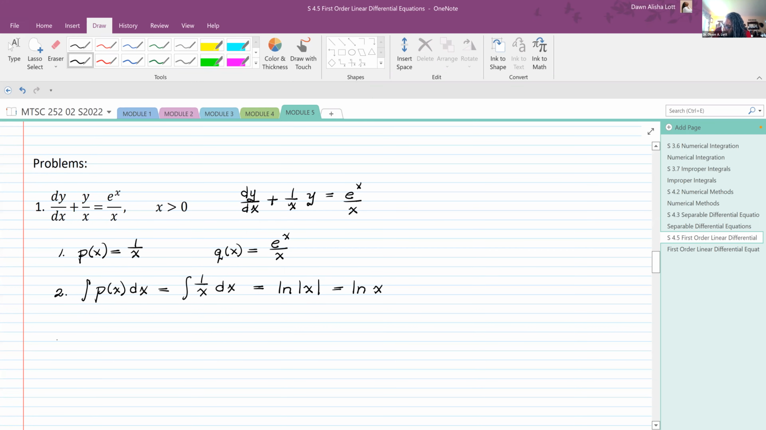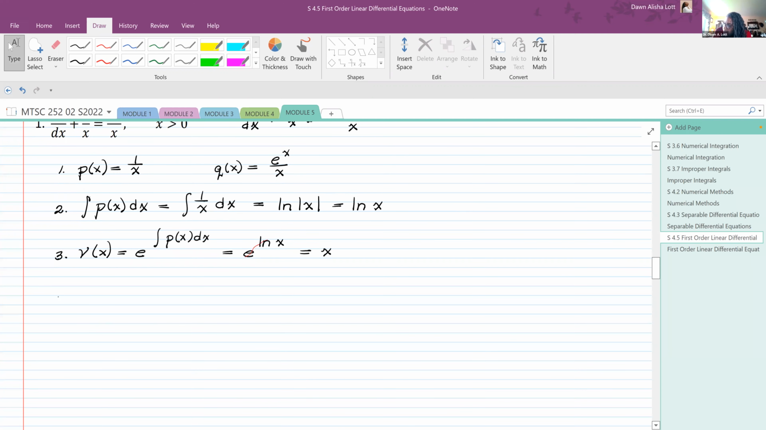All righty, here's the key. The integrating factor, v of x, is e to the integral of what you got. So that's e to the natural log of x. Oh, how wonderful that is. They are inverse functions. So I just get x.